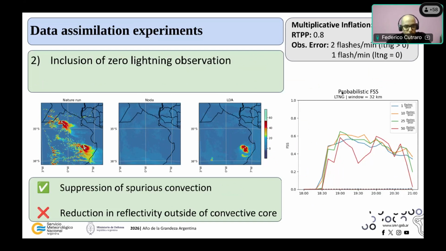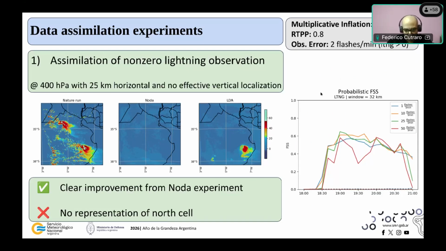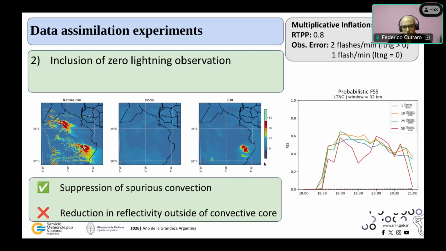The next experiment was the inclusion of zero lightning observation in order to suppress the spurious convection. It's hard to see in the ensemble mean, but as in the previous slide, if you look at this region, we can see a diminish in the reflectivity, showing the suppression of the spurious convection. And if you look at a member, you can see more clearly how the spurious convection is suppressed.